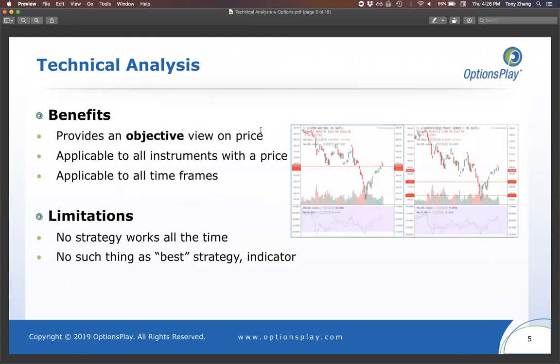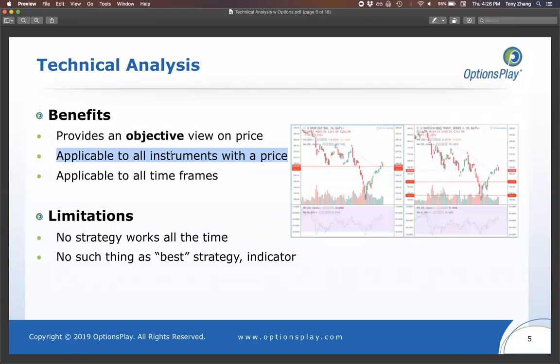So the benefit of technical analysis is the fact that it provides me with an objective view on price. It's applicable to all instruments with a price, which generally speaking is relevant to trading equities, because when you're trading equities, you also have to pay attention to what the sectors are doing, what the interest rates are doing, what commodities are doing. These are all really important.